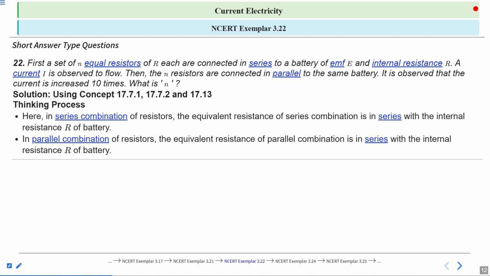So in a series combination of resistors, the equivalent resistance of the series combination is in series with the internal resistance R of the battery. In a parallel combination also, the equivalent resistance of the parallel combination is in series with the internal resistance capital R of the battery. Got it?